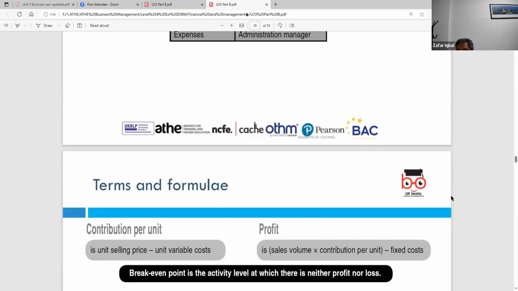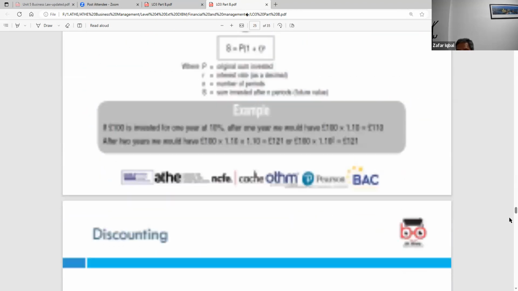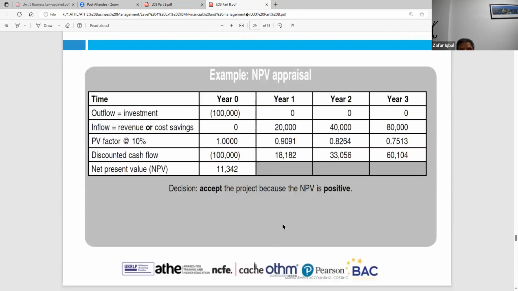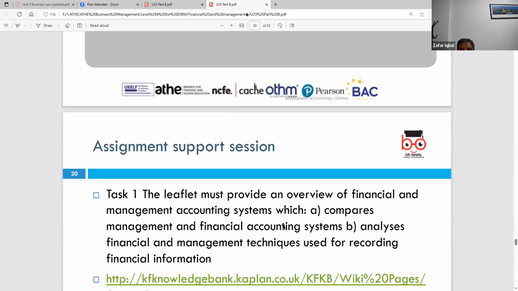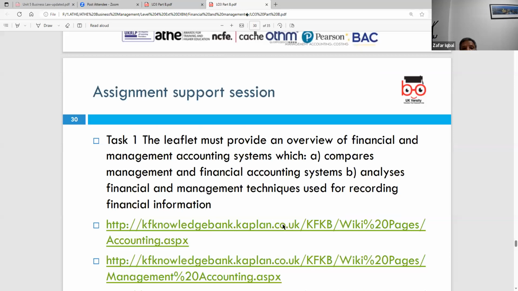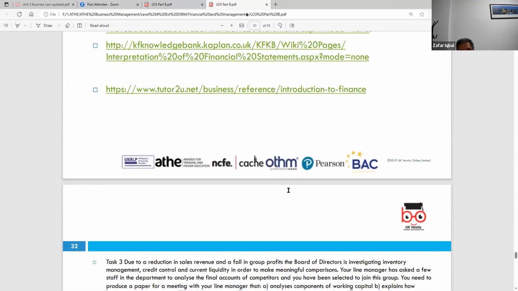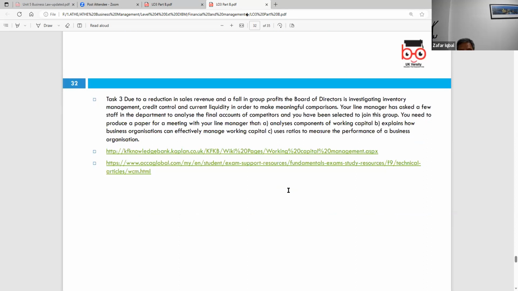All right, now let's look at your assignment. Now the assignment is what it is. Let me go on to the assignment bit. Okay, looking at your task one, how many tasks are there in your assignment? There's one, two, three. Task three. There are three tasks in your assignment.